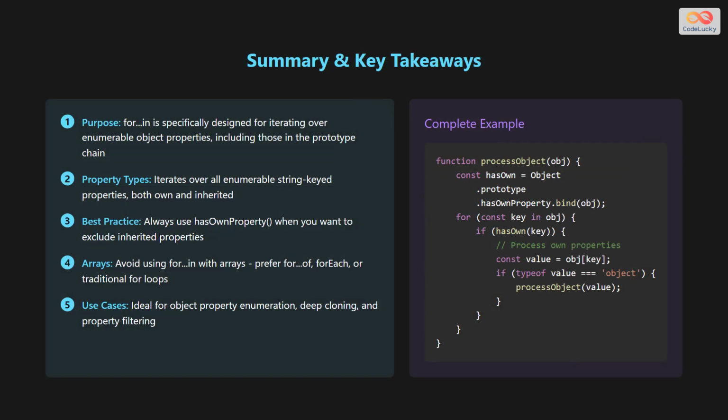In summary, the for/in loop is designed for iterating over enumerable object properties, including those in the prototype chain. It iterates over all enumerable string-keyed properties, both own and inherited. Always use hasOwnProperty to exclude inherited properties. Avoid using it with arrays; instead use for/of, forEach, or traditional for loops. It is ideal for object property enumeration, deep cloning, and property filtering. The final example shows how to iterate over an object, process its own properties, and recursively call the function to process nested objects.